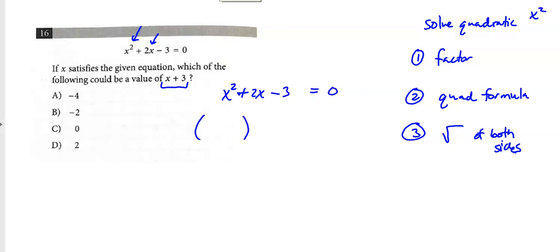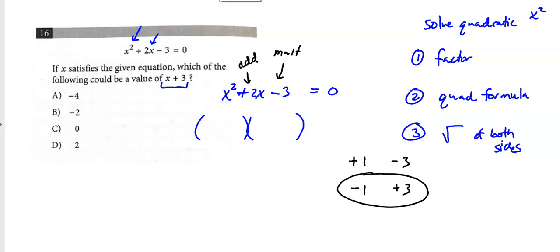Well, when I factor it, remember I'm trying to play the game where I want to find two numbers that can multiply to make a negative 3. Well, really my only options are positive 1 and negative 3 or negative 1 and positive 3. Those are my only choices. But then out of those numbers, I have to be able to add to make a positive 2. So it looks like this is my choice: x minus 1 times x plus 3 equals 0.